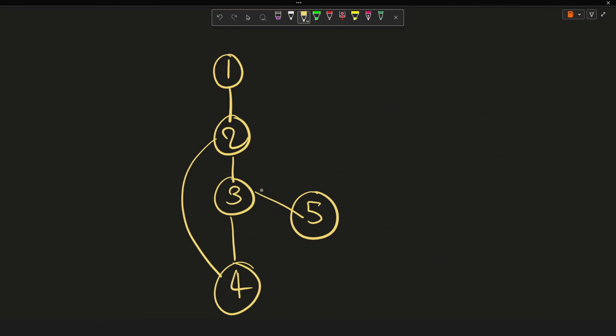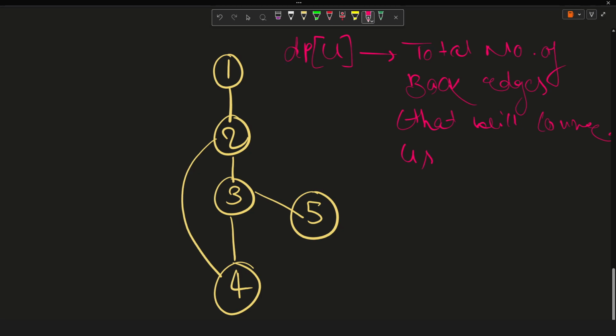So consider this example in order to understand how we will find the bridge using the technique discussed in the blog. In the blog it is written that we will define a DP state for each of the vertices present in this graph. So suppose we have a vertex u, right? For that we will define a DP state, and what will this DP state represent? It will represent the total number of back edges that connect u's descendants, including itself, to u's ancestors.